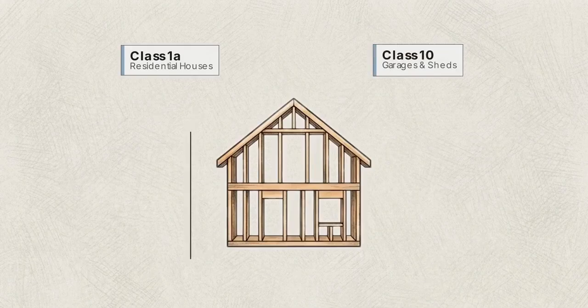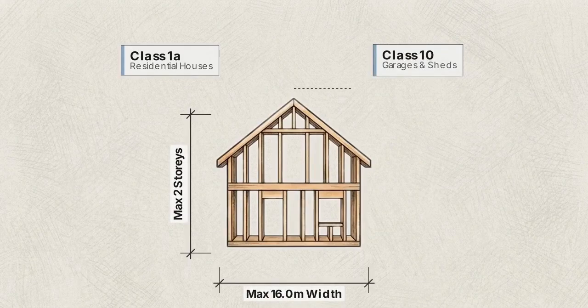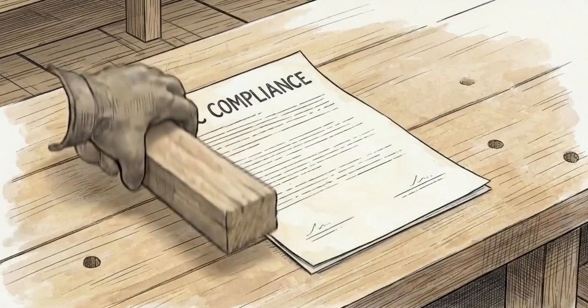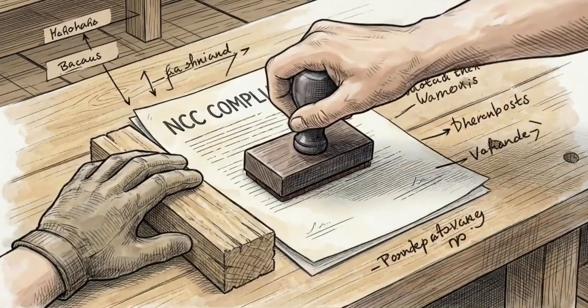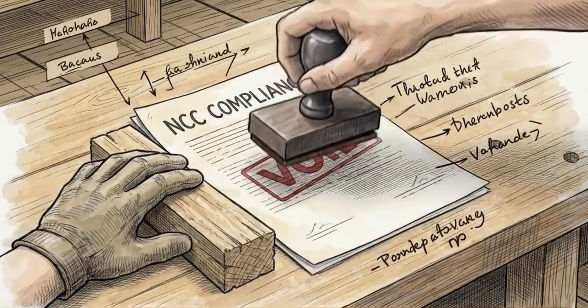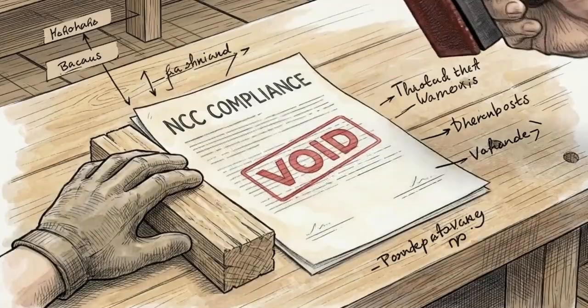It applies only to buildings up to 2 stories high with a maximum width of 16 meters and a roof pitch not exceeding 35 degrees. Any unverified material substitution on site invalidates this compliance shield. Without a documented engineering recheck, legal liability for a failure returns to the license holder.